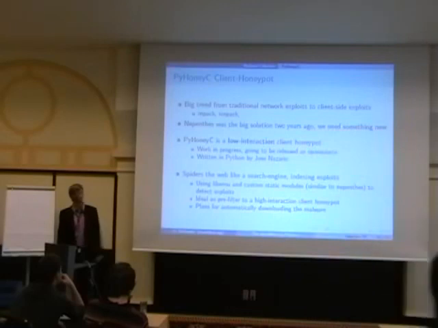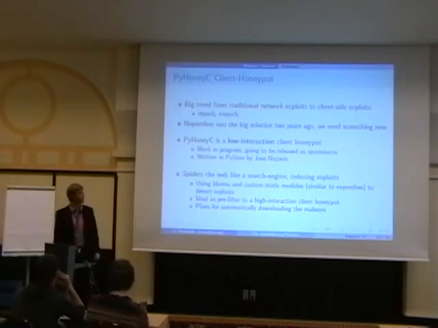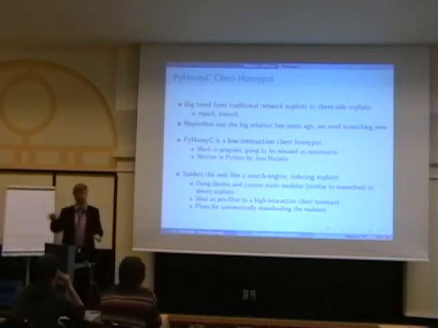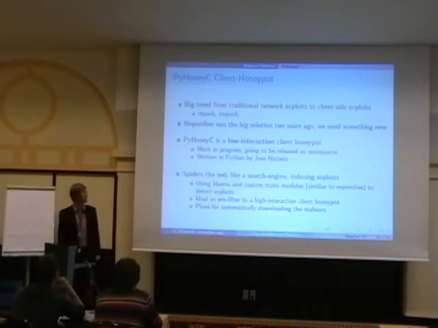So Nepenthes was cool like two years ago, where everything spread through DCOM, and nowadays we need to actually find the exploits. So the attacking hosts aren't coming to us anymore. They're not knocking at our door and saying, I want to attack you. But instead, we have to spider the web and find a malicious website. And this is what this software does. It's not released yet because there's still some work in progress being done on it. And it's written in Python, mainly by Jose Nazario, who's working for Arbor Networks. And we're collaborating on this.